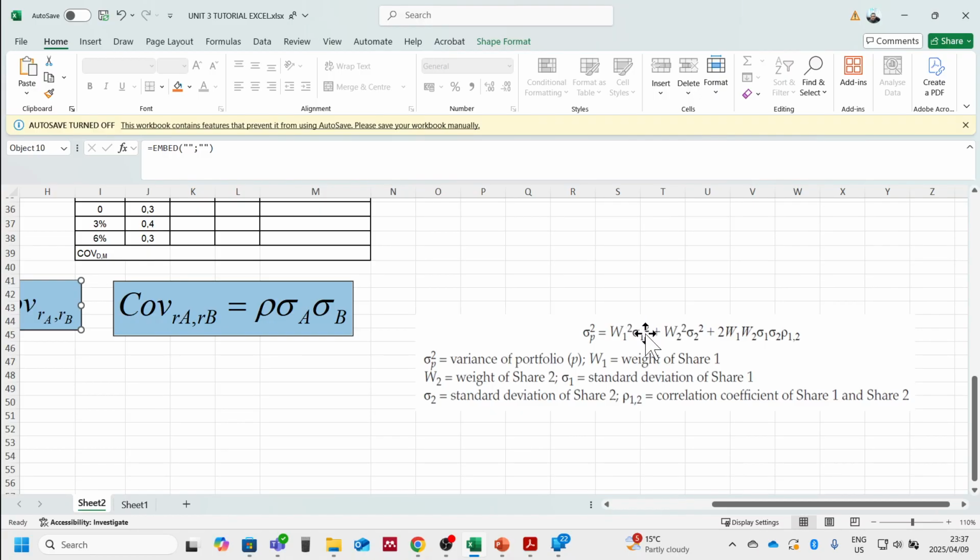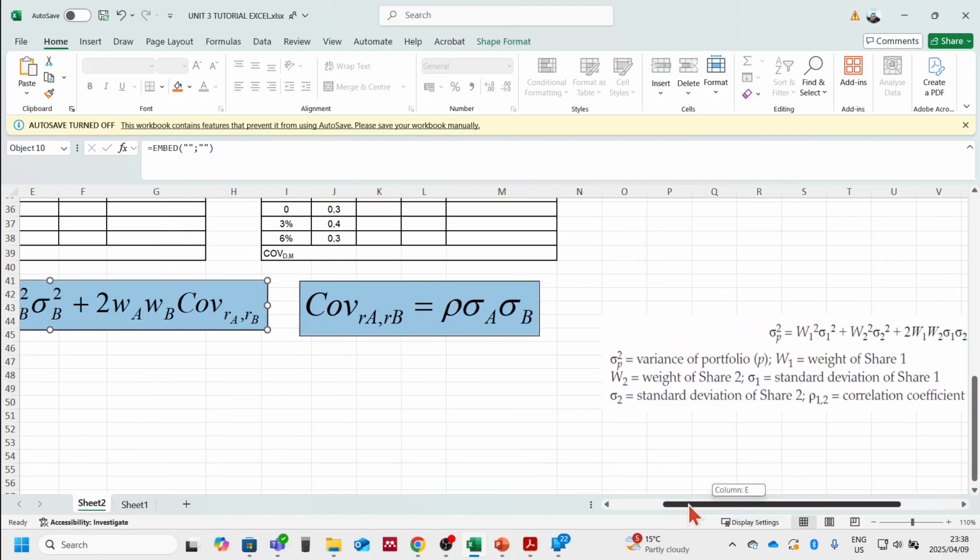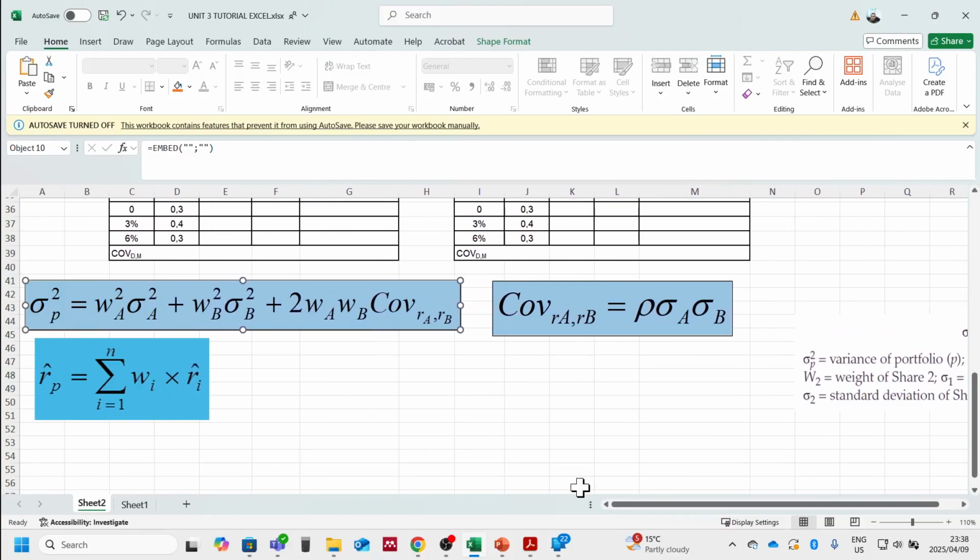And then you put the variance over here, plus the weight squared of asset B multiplied by its variance, and then plus 2 multiplied by the weight of asset 1, multiplied by the weight of asset 2, multiplied by the standard deviation of asset 1, the standard deviation of asset 2, multiplied by the correlation coefficient of the two assets combined. This substitutes what we call the covariance, because the correlation coefficient multiplied by the standard deviations is what gives you the covariance.